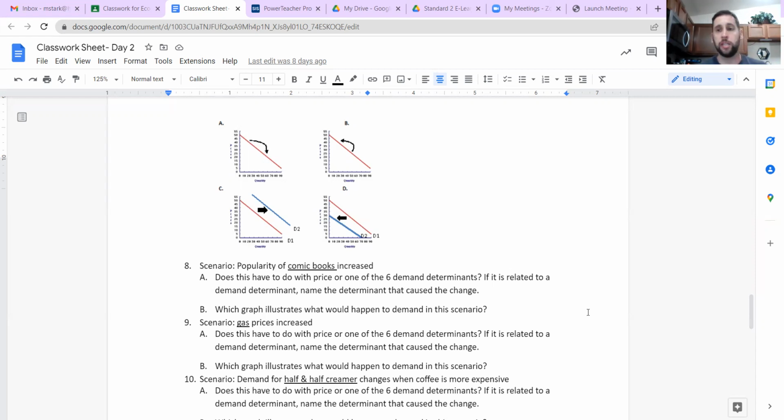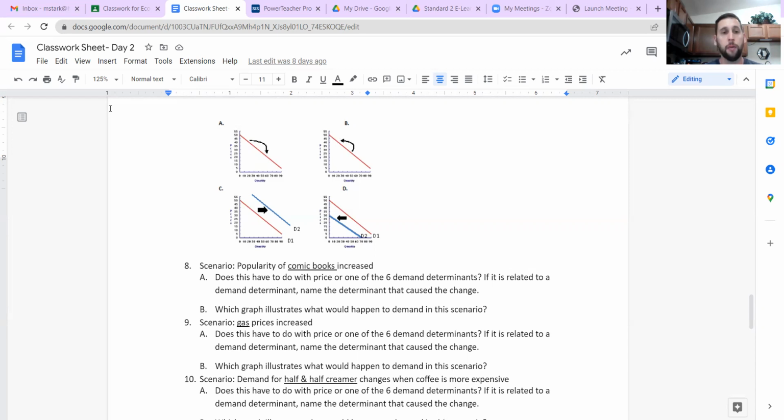So A and B are examples of what's called change in quantity demanded. Now, what that basically means is that there's been a change in price of a product. So movie tickets went up, gas went down, waffles went up in price, laptop computers went down in price. Those are the only scenarios that graphs A and B deal with, a simple price change.